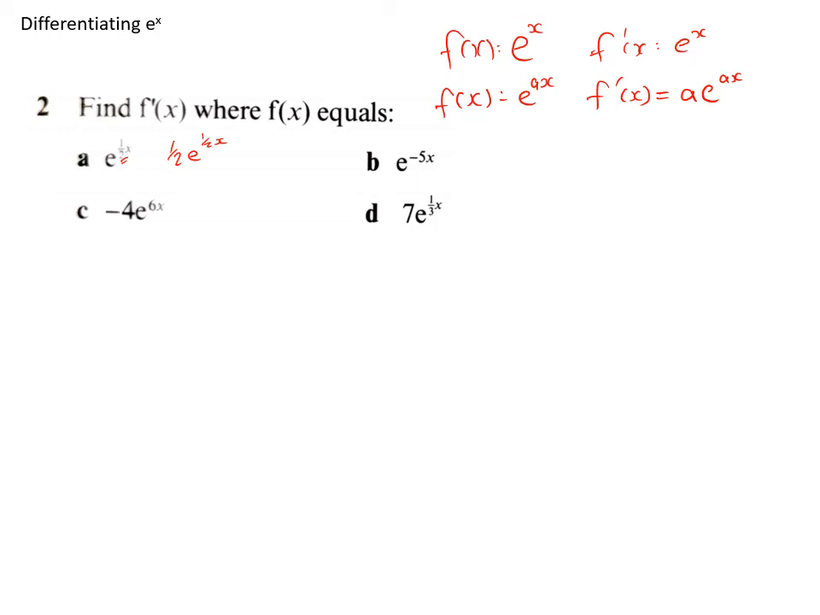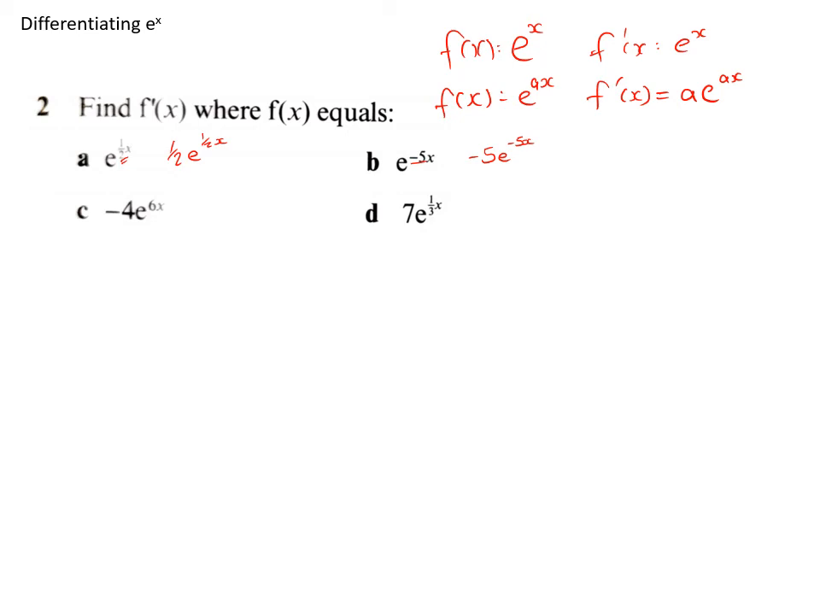In part B here, it's as simple as, again, I've got a minus 5 in front of my x here, so bring a minus 5 to the front, and the power actually remains the same. So in a lot of differentiation, you're going to be reducing those powers. In this case, our power stays identical to what it was. So it's a little quirk of this exponential function.